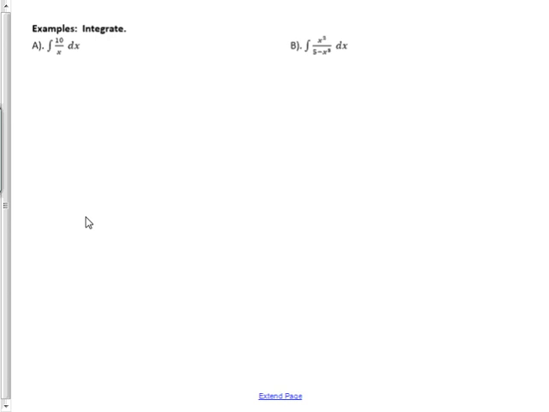Okay, so today we're going to look at the natural logarithmic function, and we're going to look at the integration. So make sure you have your notes printed out, and we'll get started.